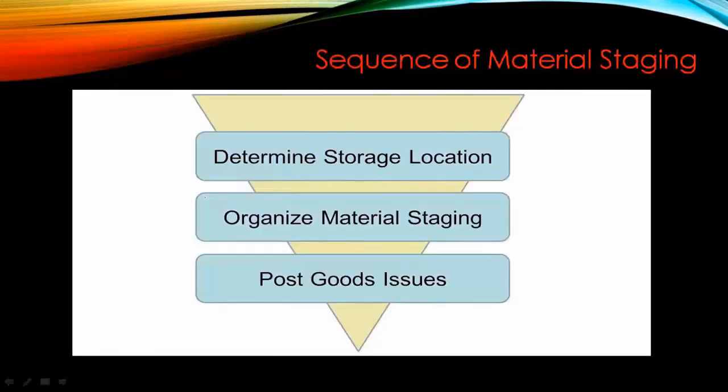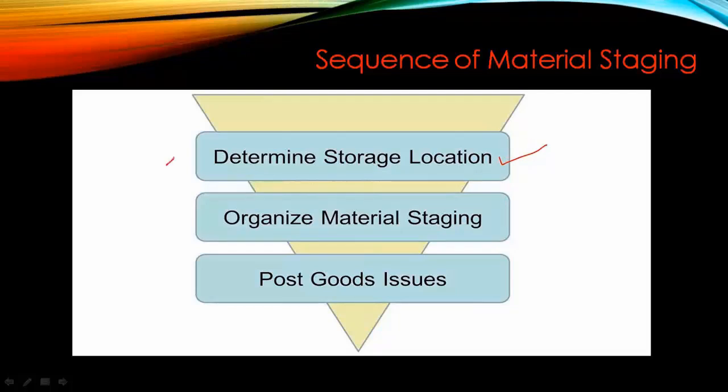So today's class is divided into three parts. First topic, we'll talk about how to determine storage location in the production order. So in every production order, how does the system look for the storage location for the BOM components?